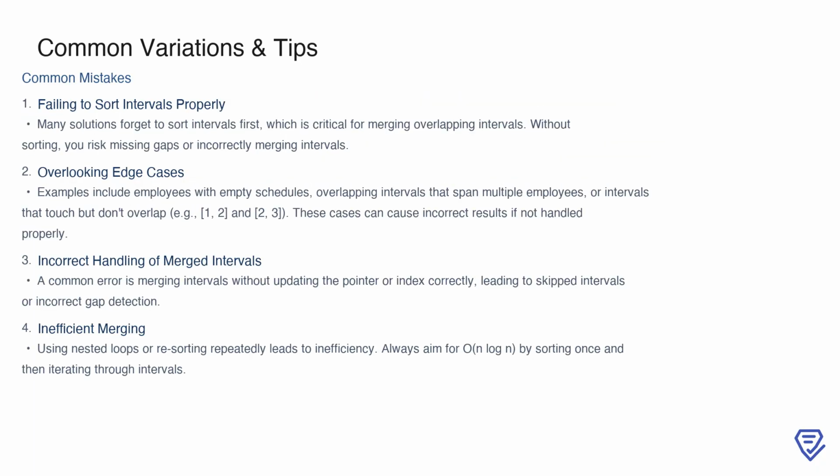When working on problems like employee free time, one of the most common mistakes is failing to sort the intervals properly. Sorting is a crucial first step because it ensures that all intervals are in the correct order for merging. If you skip this step, you risk missing critical gaps or incorrectly merging intervals, which can lead to completely wrong results. Another frequent oversight is neglecting edge cases.